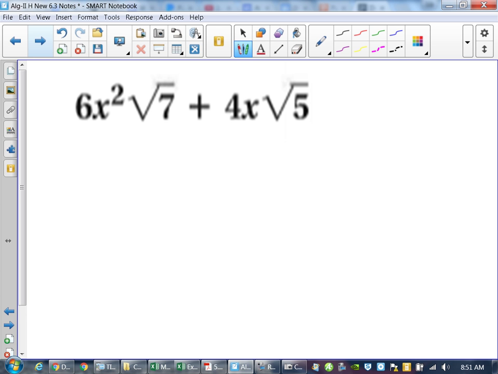6x squared root 7 plus 4x root 5. Can I combine that? No, that's its simplest form. You have 2 different degrees and 2 different radicals. Let's just combine my terms, guys. Can't do it. The answer here is no.